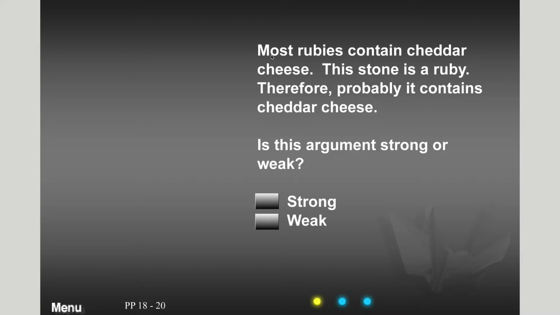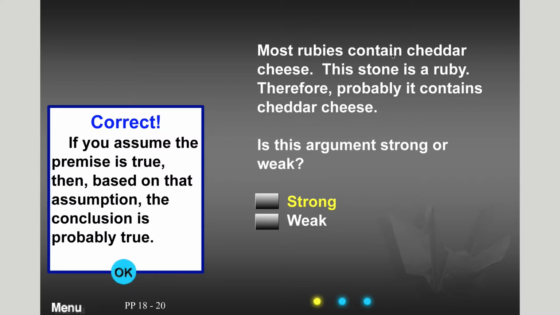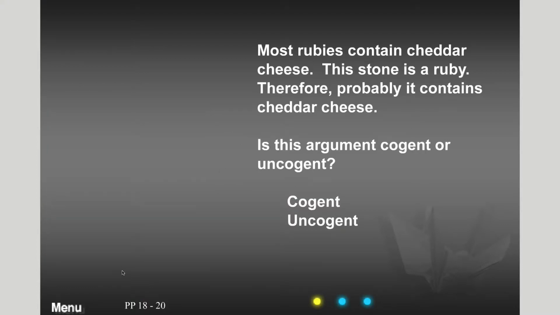Now look at the form of the argument. Again, we're asking whether it's strong or weak. Most rubies contain cheddar cheese, which makes them sound tasty. This stone is a ruby, therefore probably contains cheddar cheese. Is this argument strong or weak? Well, it's strong. Why? Because if most rubies contain cheddar cheese, then it would probably be the case that this ruby would contain cheddar cheese. Okay? But that's only step 1. We haven't asked whether the premise is itself true. It's a 2-step process.